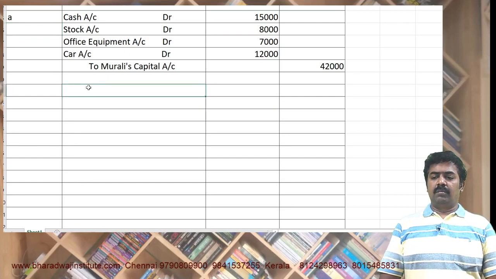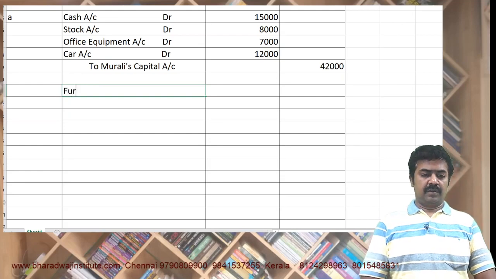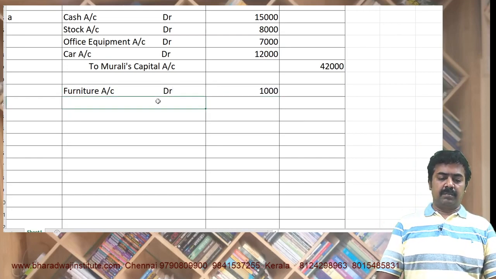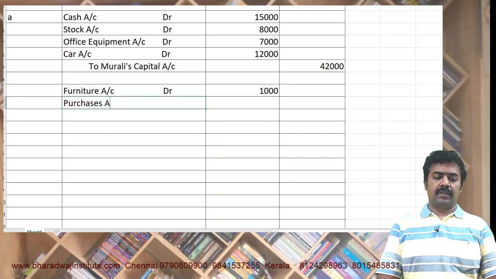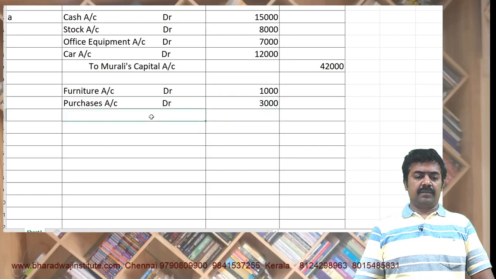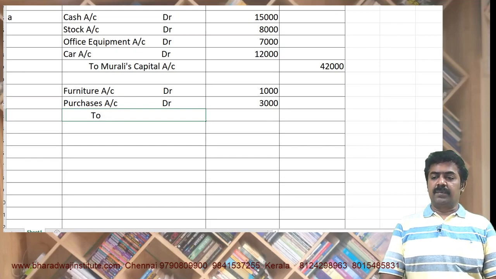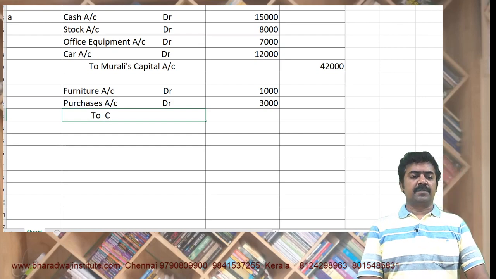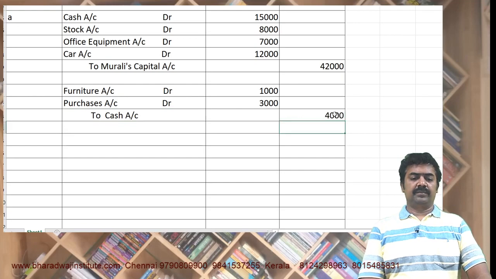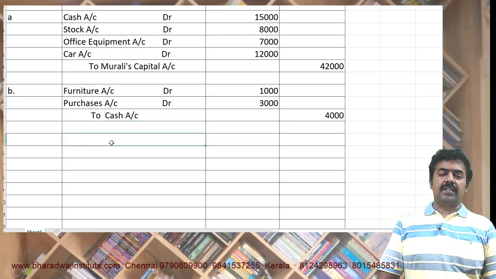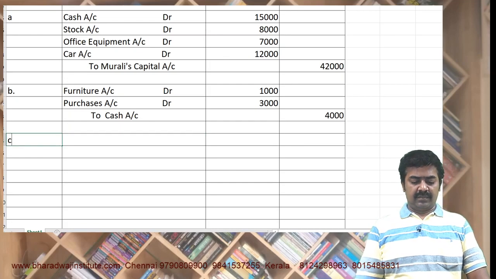Then for B, bought furniture worth 4,000. Out of this, 1,000 is for office use. When you are purchasing it for office use, it's like a fixed asset. Debit what comes in. Furniture account debtor. Balance will be like purchases of goods. Purchases account debtor 3,000. It is purchased from whom? Nothing is specified. Cash account 4,000. No cash or credit purchases mentioned, so we can assume that it is cash purchases. Furniture account debtor for office use. Purchases account debtor, whatever is purchased for sale, stock. Then to cash account.